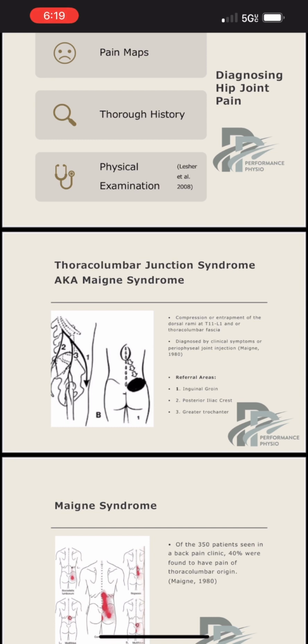Now, this condition I want to kind of highlight, it's called thoracolumbar junction syndrome or Maigne syndrome. And the thoracolumbar junction is actually a region of the spine where the thoracic spine meets the lumbar spine. And it's posed that the nerves, the dorsal rami of T11 through L1, or the thoracolumbar junction, can cause pain into the groin, side of the hip, or back of the hip as shown in this picture here.